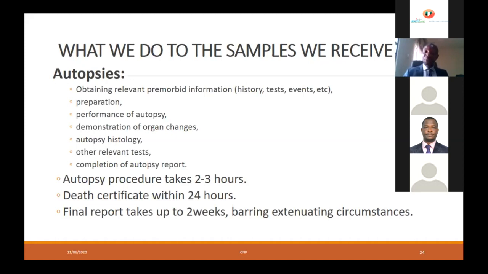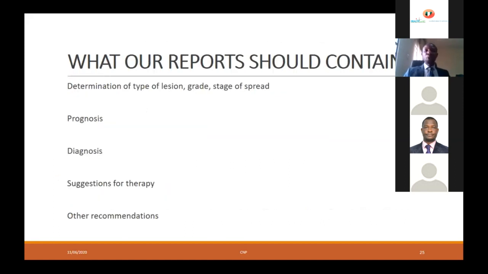The death certificate should be ready within 24 hours, and in 2 weeks, a complete report should be ready, barring extenuating circumstances. What our reports should contain: they should contain the lesion, the type of lesion, the grade of the lesion, the stage of spread of that lesion. It should also contain the prognostic factors. I should not give you a breast cancer report without telling you whether there's lymphovascular invasion, how many lymph nodes are involved, whether there's lymphocytic infiltration, whether there's necrosis, and all those parameters, depending on which one we're looking at. I should not give you a report without telling you the type and the grade of the tumor and the extent that the tumor has spread.